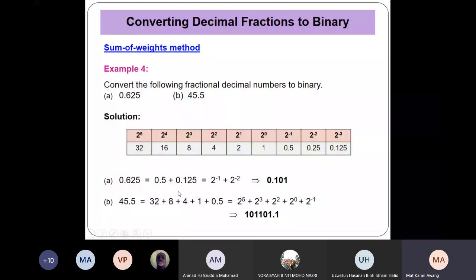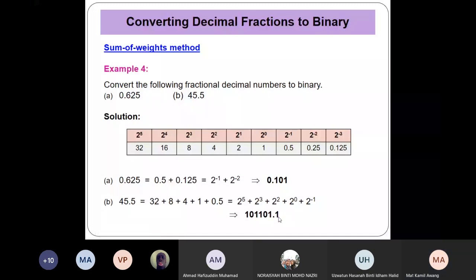So 13.5 minus 8 is 5.5. Then you get the 4. You leave 1.5. So basically you take the 1 here, and you are left with 0.5. Then you convert that into its weightage. So you get 101101.1. So that is the sum of weights method.